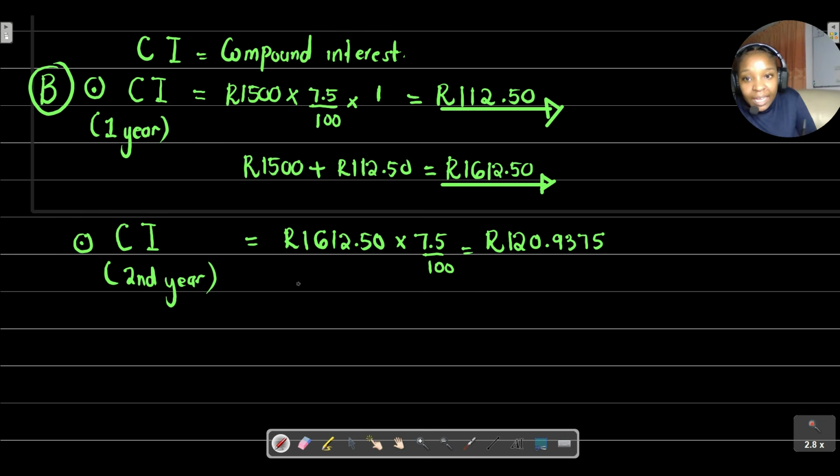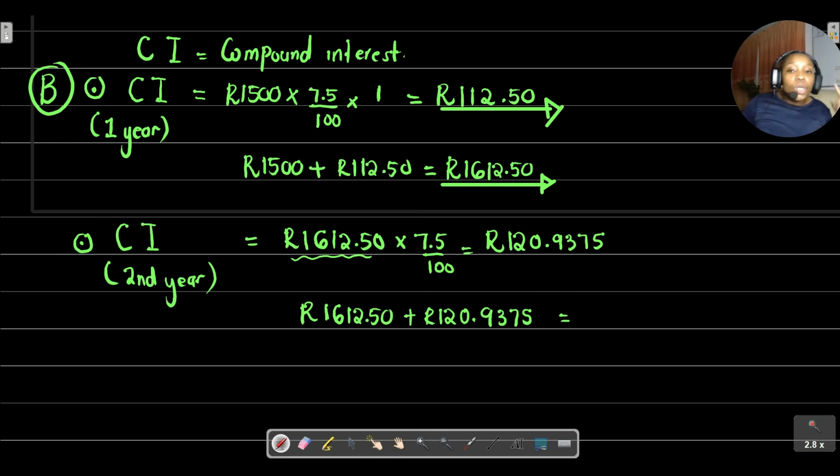So we're going to take again what we started off with. We started year 2 with 1,612,50, then we're going to add 120, the interest that we earned in the second year, to get the amount that we're going to use to calculate the third year's interest. So it's 1,612 rand 50 plus 120,9375. What are we getting?